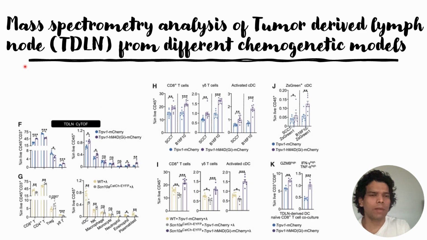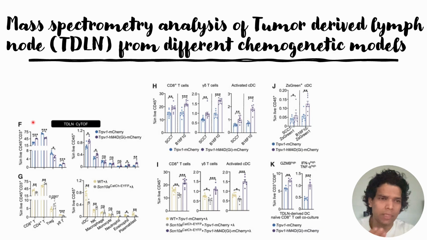In this video, we will discuss the mass spectrometry analysis of tumor-derived lymph node from different chemogenetic models. So basically, we are continuing our discussion where we stopped in our previous video. The results shown in this video reflect the mass spectrometry analysis of this tumor-derived lymph node. They have compared the tumor-derived lymph node with one model that caused tumor suppression and the other model that caused tumor progression.